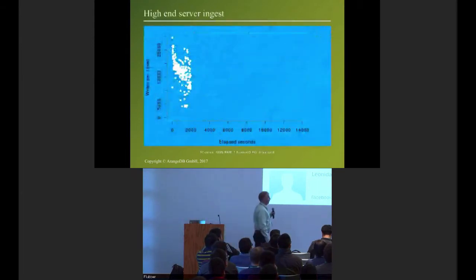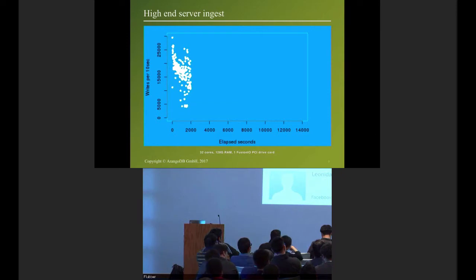Well, let's look at an output from a really high-end server that kind of matches what you see on the performance output pages of the wiki for LevelDB. This is a server that has 32 cores, 128 gigs of RAM, and 1 Fusion IO PCI drive card, which means we're doing a storage device on the PCI bus. We're not doing anything spinning. We're not even doing SSDs. This is really fast stuff.